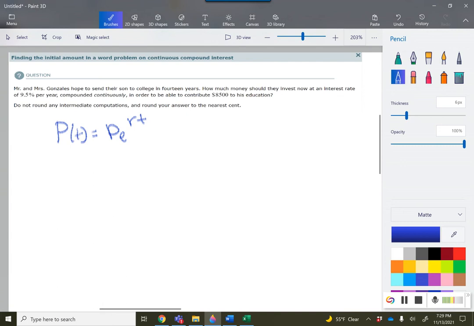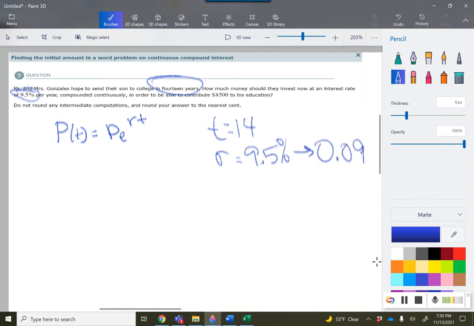So as we read our question, Mr. and Mrs. Gonzalez hope to send their son to college in 14 years. So 14 years, that's a time. How much money should they invest now at an interest rate of 9.5% per year? So that's your rate. Now, I don't put percent signs in my calculator. I have to rewrite this as the decimal.